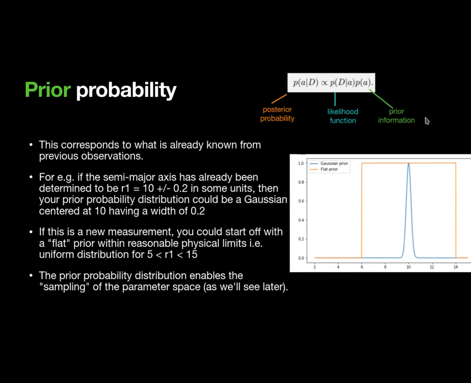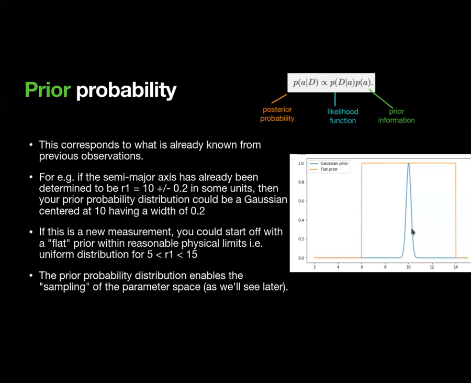Then you can use the previous observation as some sort of a prior on which you'll be improving. Instead of constraining your model with one observation, you're using both observations to constrain your model. That is a prior, called the prior information. For instance, if the previous observation of a semi-major axis R1 was 10 plus or minus 2 in some units, your prior probability would be something like a Gaussian in the R space, centered at 10 and with a width of 0.2.